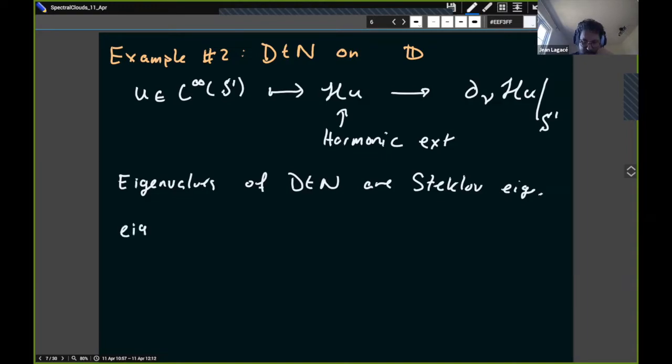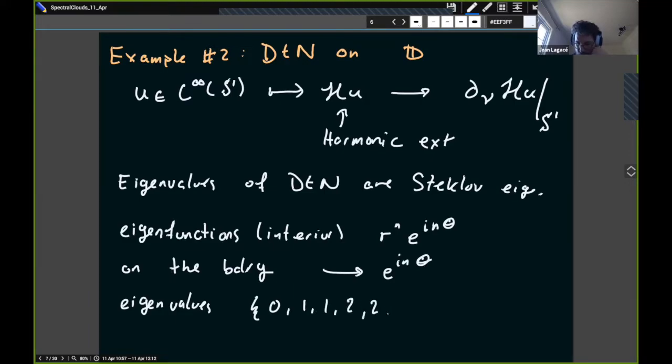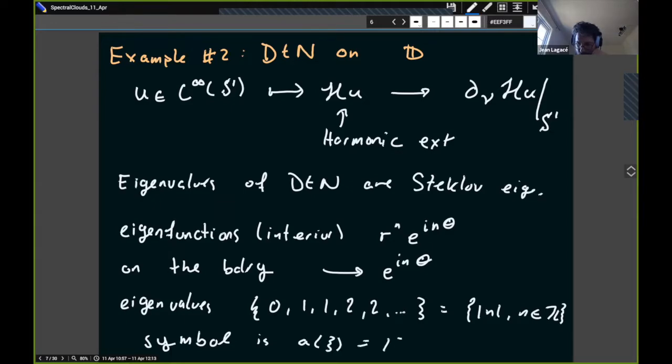In this case, the eigenfunctions in the interior are r^n e^{in theta}. On the boundary, it's still just e^{in theta}, and the eigenvalues are therefore 0, 1, 1, 2, 2, and so on, which is equal to the absolute value of n, n in Z. This is not really a surprise because the symbol is exactly a(xi) equal to the absolute value of xi.